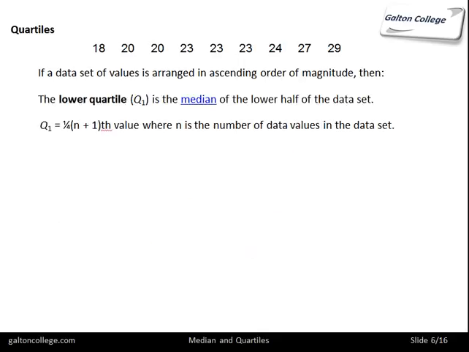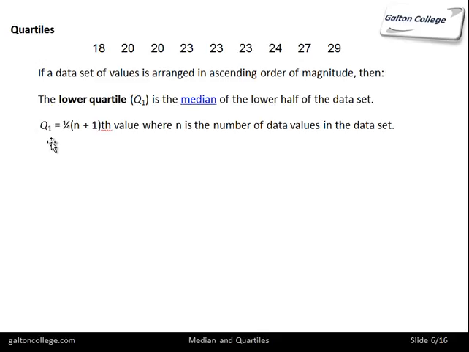Now to look at quartiles, here we have a data set. If the data in the set is arranged in ascending order of magnitude, then the lower quartile is the median of the lower half of the set. So the lower quartile is the median of the lower half of the set. So we divide the set in 2 and find the middle value in the bottom half and the middle value in the top half. The lower quartile is called Q1.